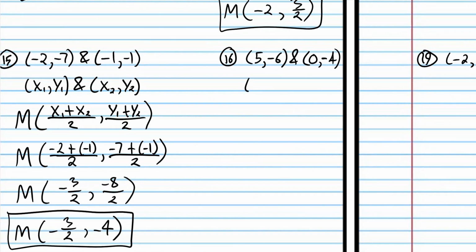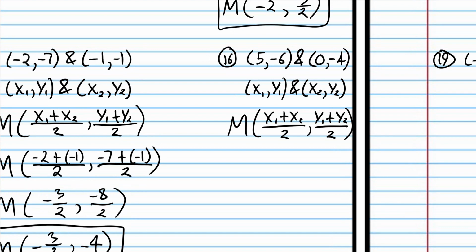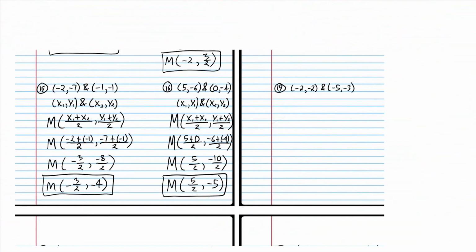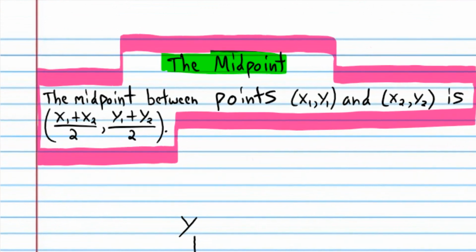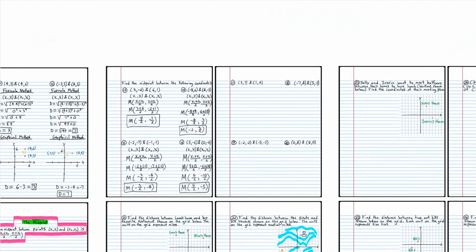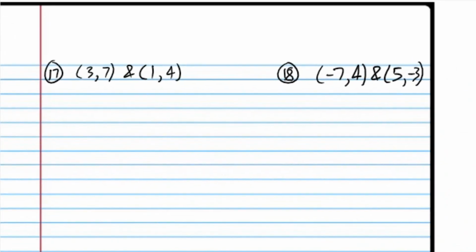We're going to try one more of these before you try one on your own. So we're going to write the formula out and just plug in numbers. x1 plus x2 over 2, and y1 plus y2 over 2. So then we get 5 over 2, and -6 plus -4 is -10. And simplifying that, we get 5 over 2 and -5, and that's our answer. All right, so time for you to try. Again, if you didn't get a screenshot of that formula, go ahead and do it. And go ahead and try number 17. And when you come back, we'll do it together.